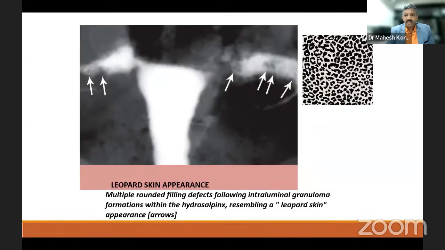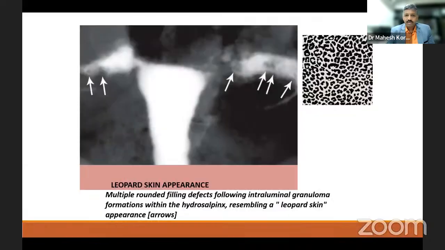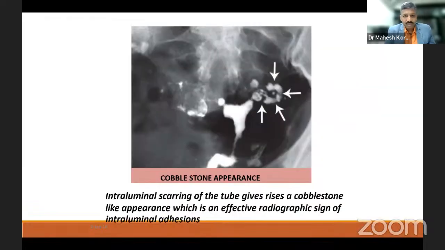And this is a leopard skin. You can see the air in between, in the fallopian tube, along with the mass. It gives a kind of leopard skin appearance because of multiple rounded filling defects with the intraluminal granuloma formation in the hydrosalpinx. That's why it's called a leopard skin appearance.